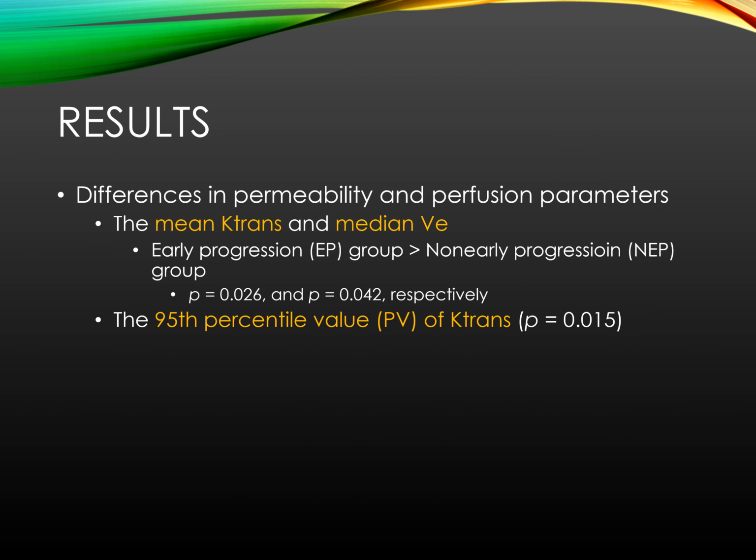The mean K-trans and median VE were significantly higher in the EP group than the NEP group. In contrast, the mean or median values of VP and NCBV were not significantly different between the EP and NEP groups. The 95th percentile value PV of K-trans derived from the subsequent cumulative histogram analysis was also significantly higher in the EP group than the NEP group.